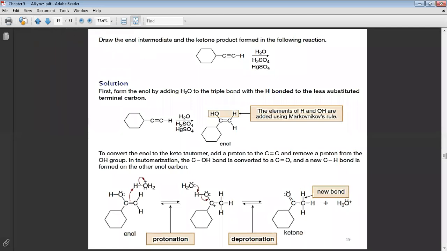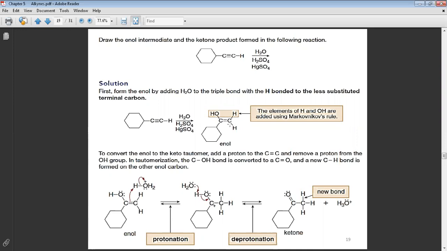Look here, draw the enol intermediate. Look, he said, write the enol intermediate. He wants the enol intermediate and the keto product. And then the enol will be converted to the keto form by using tautomerization. From this following reaction, number 1, the H2O will be added to give you the enol. And how will the enol be converted to the keto form by using tautomerization?